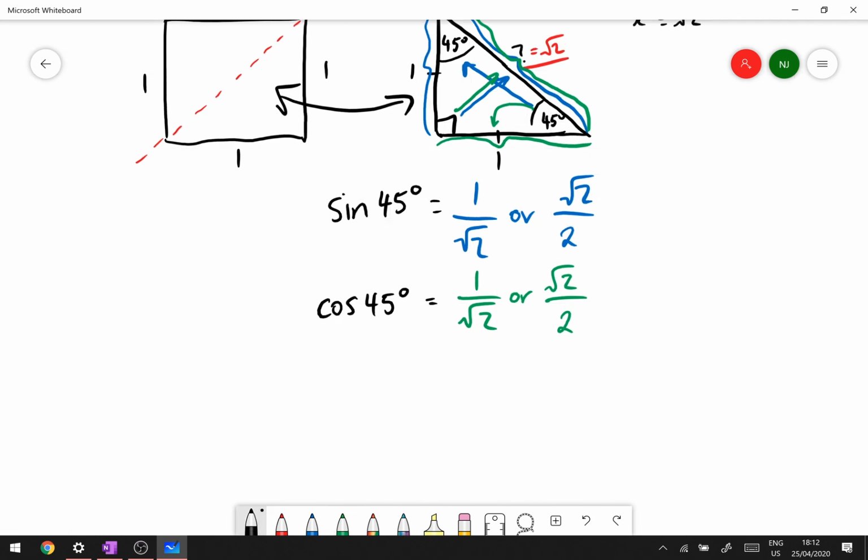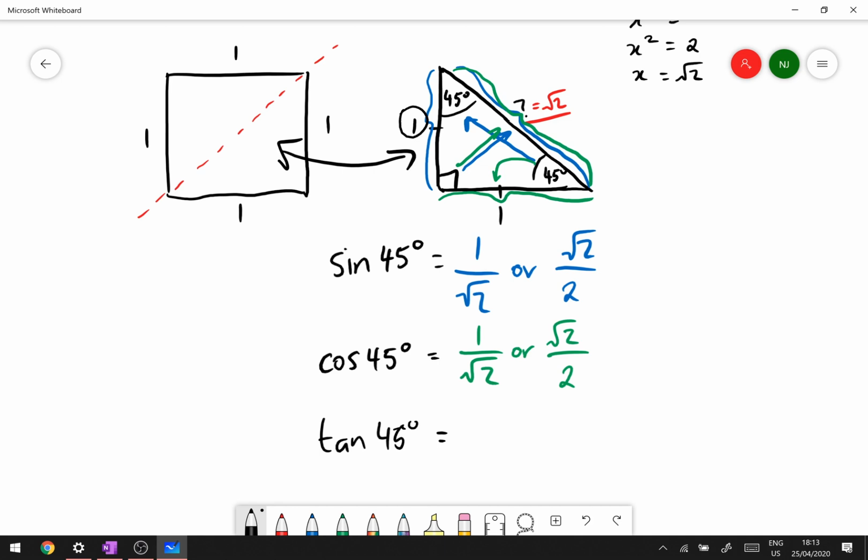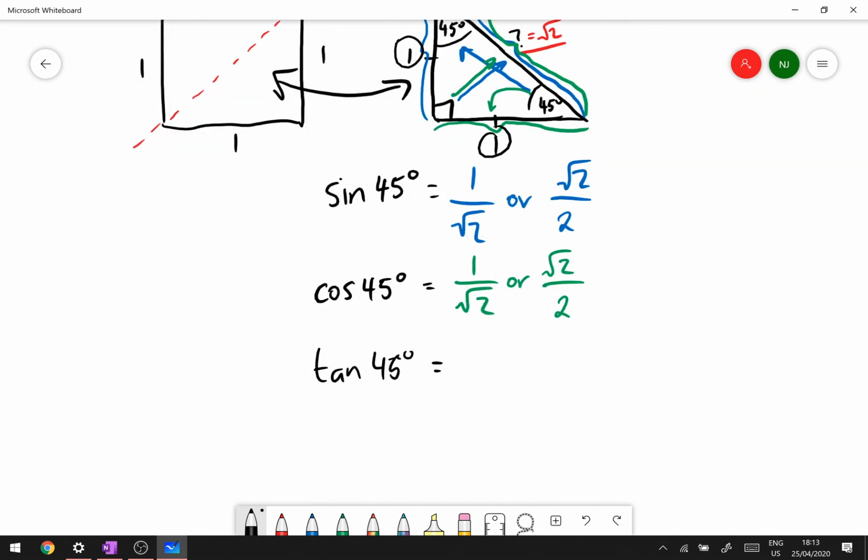Last but not least, or is it the last? Tan of 45 degrees. Okay, so this one's quite easy. The opposite is just the 1. The adjacent is just the 1. So tan of 45 is just 1 over 1, which is just 1. So those are called the exact values for sine, cosine, and tan at 45 degrees.